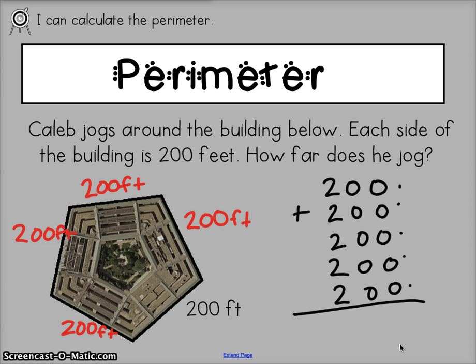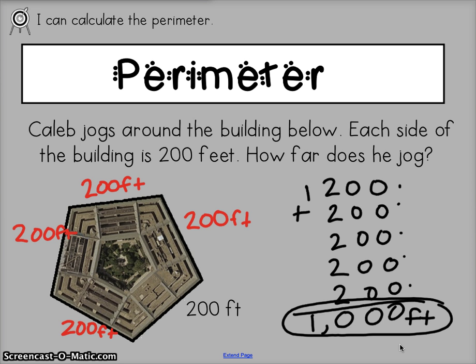I could also skip count, but I already wrote out my addition problem here, so I'm going to solve. 0 plus 0 plus 0 plus 0 plus 0 is 0. And now I'm in the hundreds place. 2, 4, 6, 8, 10. Good thing I added. I had to drop 100 and make a new 1,000. So Caleb jogged 1,000 feet. Mrs. Sleuthwitz, that sure could have gotten messy if your place values weren't lined up.